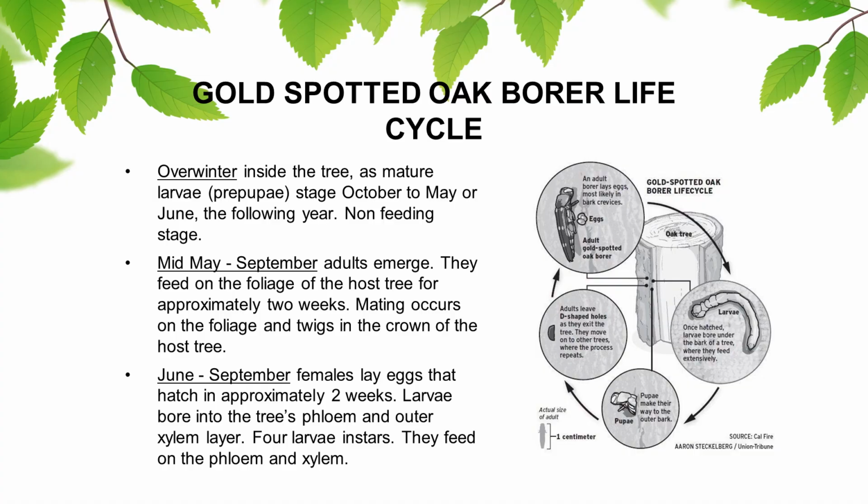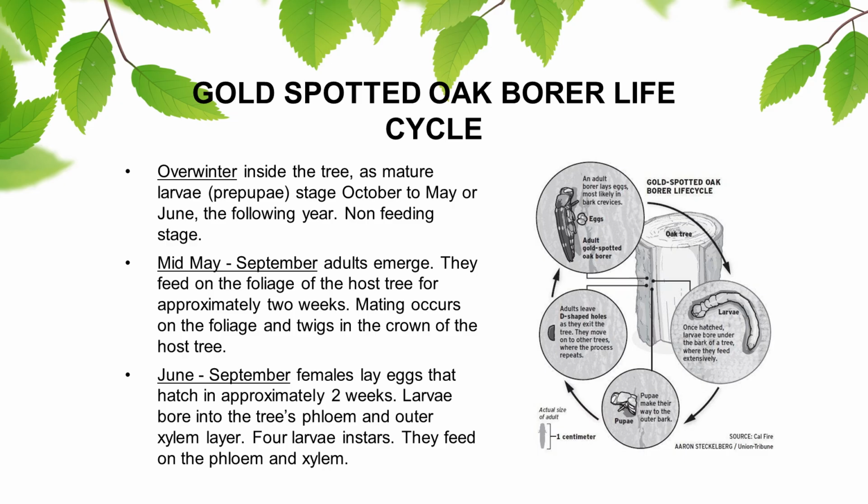Gold-spotted oak borer life cycle. The gold-spotted oak borers are believed to have 1 generation per year. They overwinter inside the tree as mature larvae in the pre-pupae stage in a pupal cell near the bark surface. They may stay in this stage from October to May or June, the following year. This is a non-feeding stage. Mid-May through September, the adults emerge from the tree. They feed on the foliage of the host tree for approximately 2 weeks.